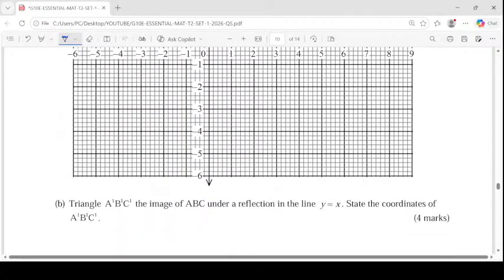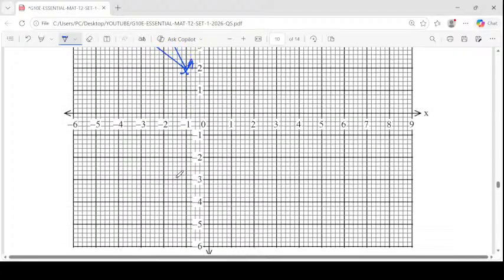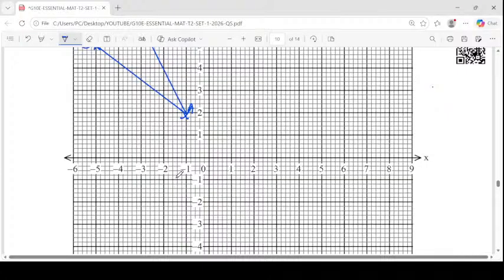Let us see part B. Triangle A prime, B prime, C prime is the image of ABC under a reflection in the line y equals x. State the coordinates of A prime, B prime, C prime. First of all, we have to get this reflection line, which we call the mirror line, y equals x. This is the line y equals x.